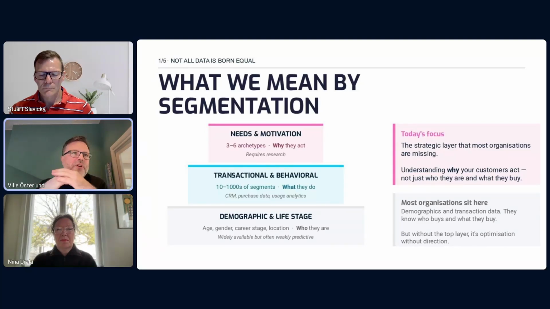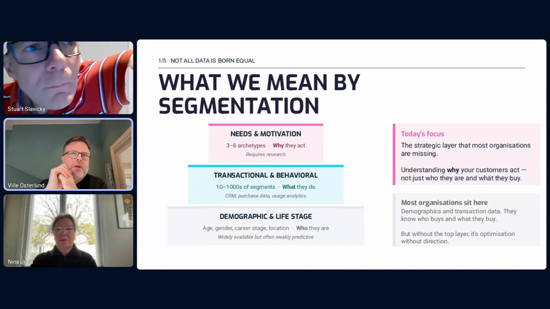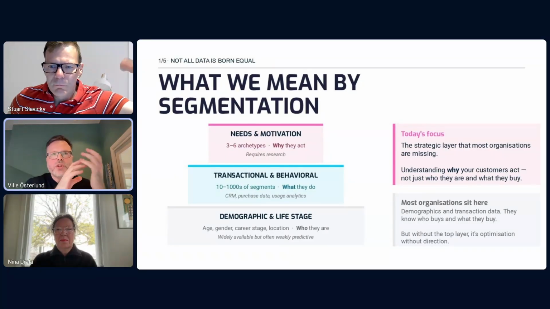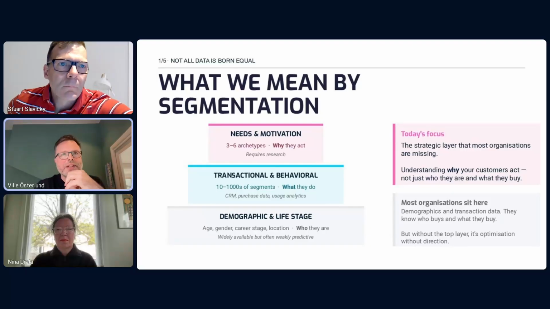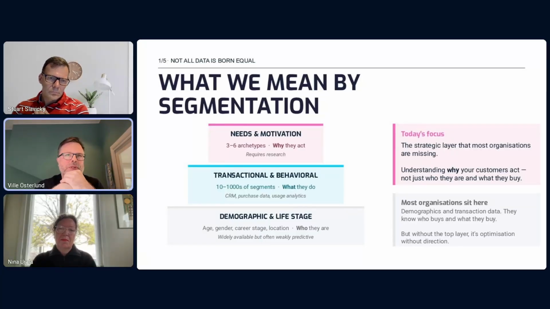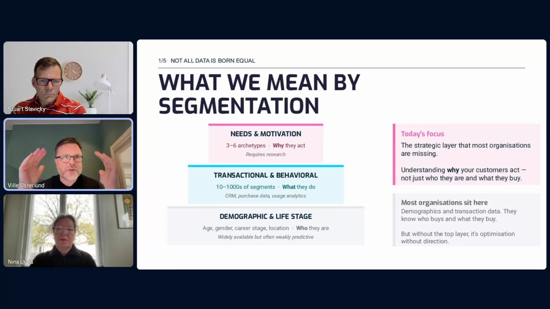So at the top of the pyramid, you have the needs and motivation-based segmentation. Usually we talk about 3 to 6 personas or archetypes built through real research. This layer really tells you why your customers act and think the way they do. And it's the hardest to build because it actually requires research with real people, with real customers. But at the same time, it's one of the most critical things that you can do because it drives your entire communications and product strategy. So having that in place is absolutely critical.